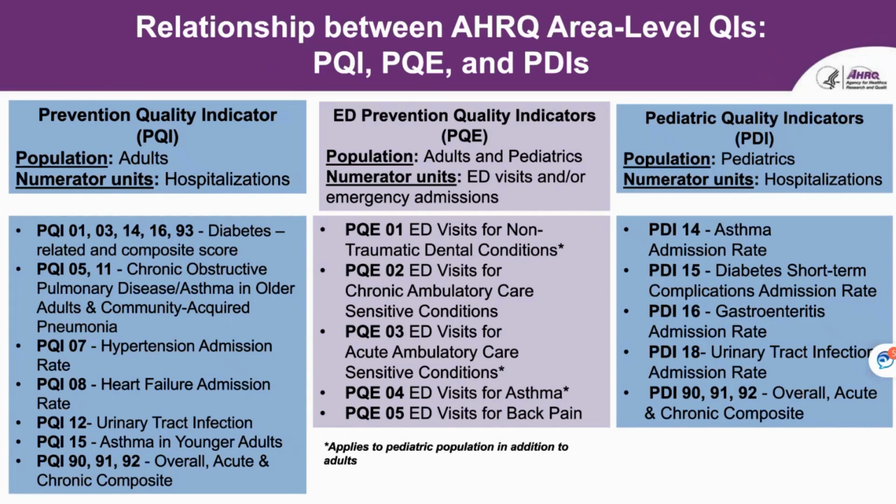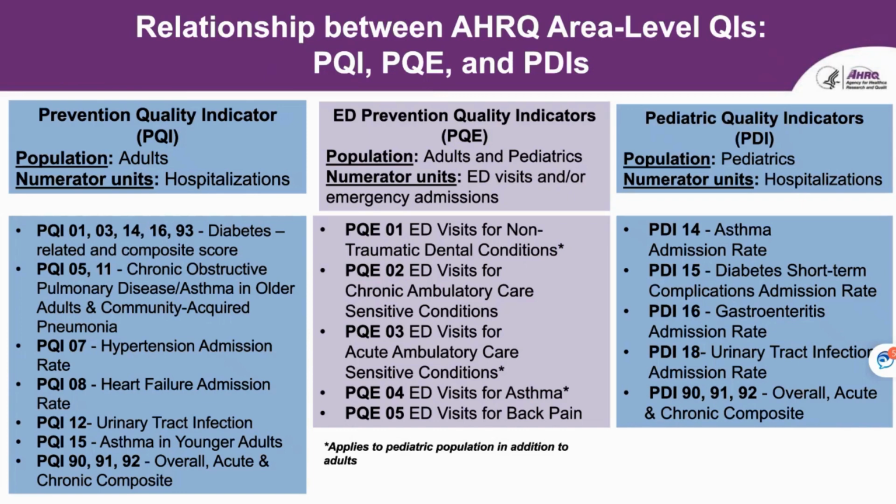The PQEs include adult and chronic composites, just as the PQIs and PDIs contain acute and chronic composites. PQE2, visits for chronic ambulatory care sensitive conditions, includes diabetic complications and heart failure, like the PQI chronic composite, diabetes PQI composite, and individual measures for diabetic complications and heart failure. However, PQE3, visits for acute ambulatory care sensitive conditions, includes different conditions than either the acute PQI composite or individual acute PQIs or acute PDIs.